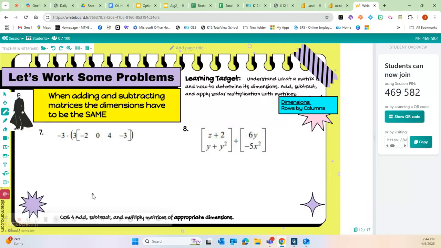Same thing in this problem. We do have something in parentheses here, so we'll follow our order of operations and we'll actually multiply this scalar of positive 3 first. So we'll bring down the negative 3. We'll multiply this scalar, since it's inside our parentheses, times everything that's in our matrix. That's going to give us negative 6, 0, 12, and negative 9. And then we'll take this outer scalar and multiply it times everything on the inside. So that'll give me 18, 0, negative 36, and 27.